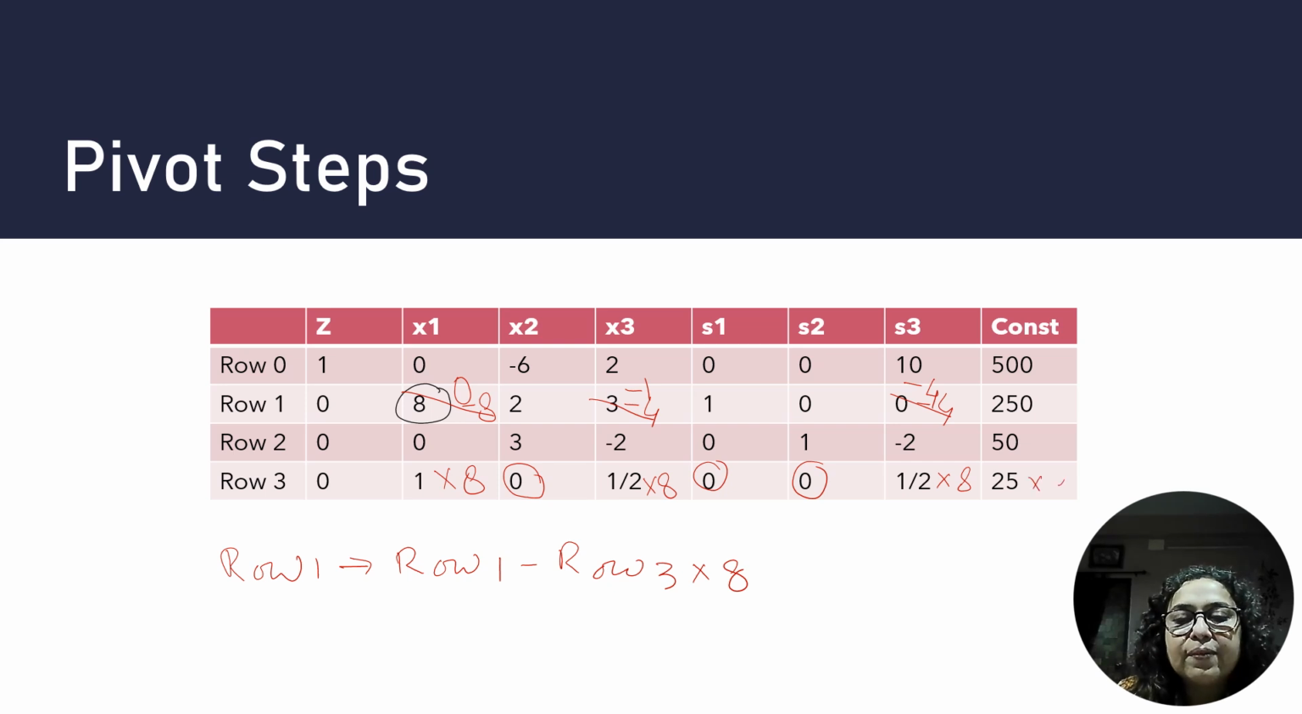Then again 25 into 8. I have 200. I deduct this 200. I have 50. So I replace this element with 50. So I have done the final pivoting so that I get another new basis, right?